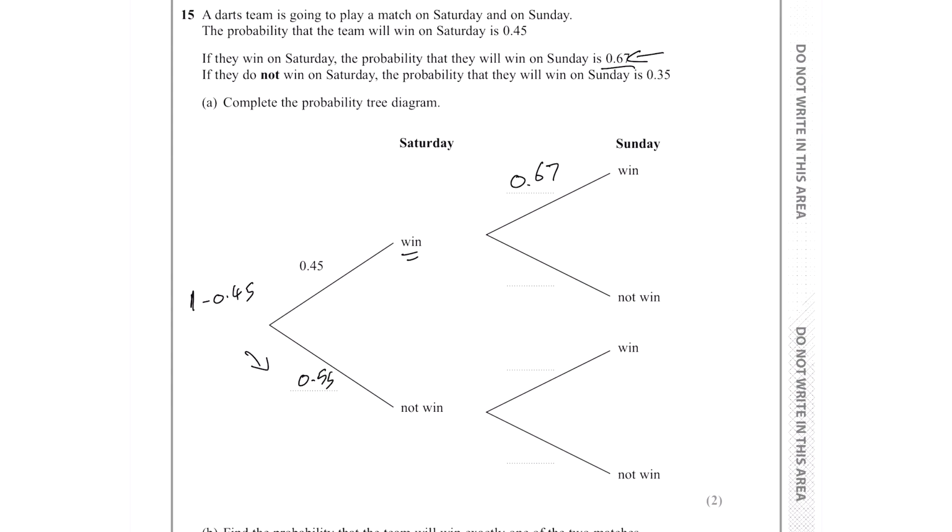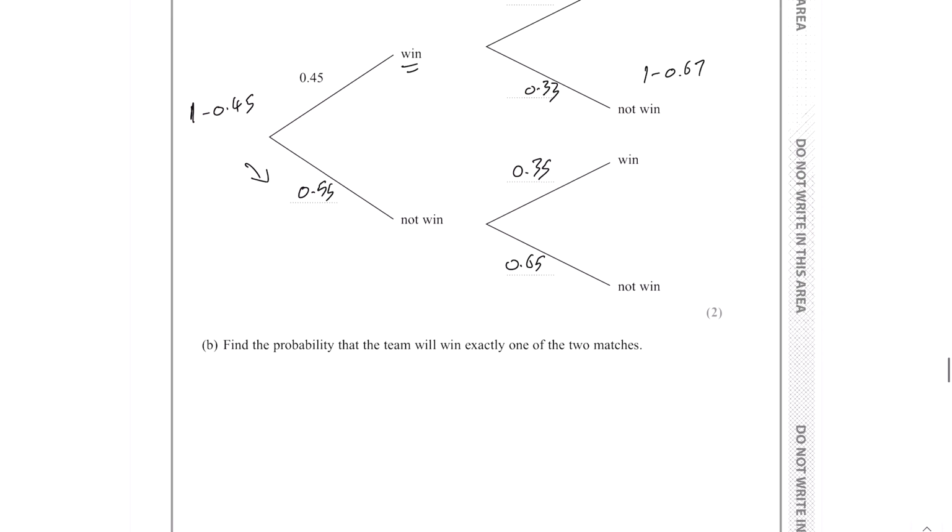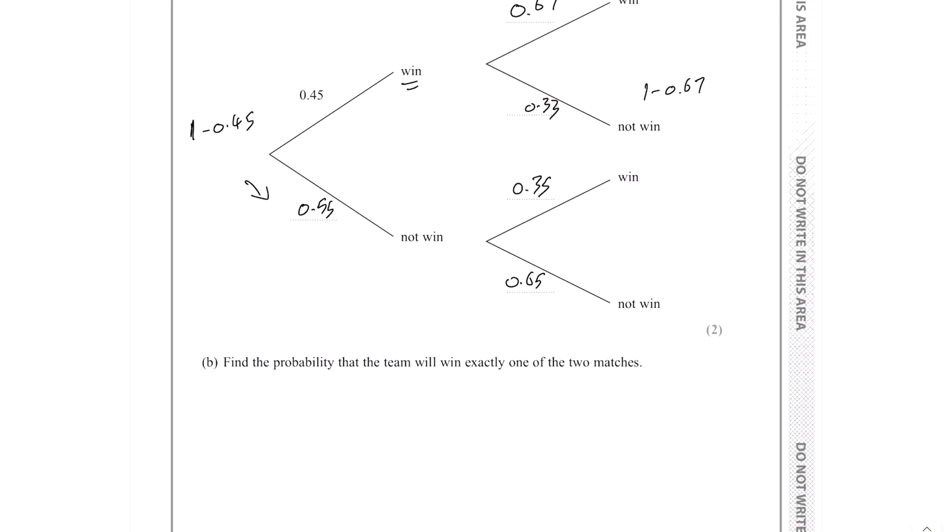Again, probabilities add up to 1, so this is going to be 1 minus 0.67, which is 0.33. And then it says if they don't win on Saturday, the probability that they'll win on Sunday is 0.35, so that's 0.35 there. Again, probabilities add up to 1, so that's going to be 1 minus 0.35, which gives you 0.65. And it says find the probability that the team will win exactly one of the matches.